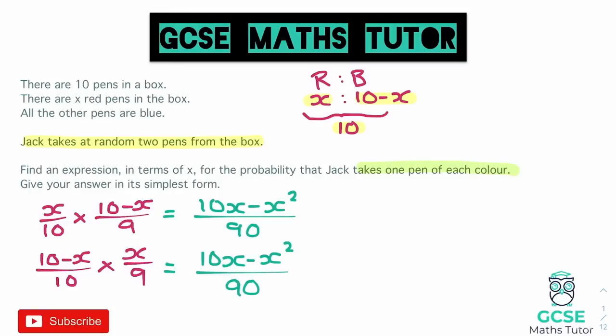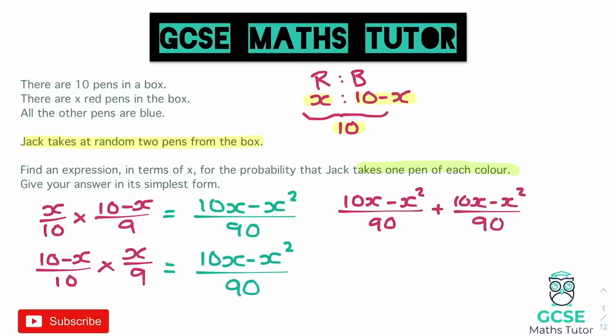Now let's have a look. We need to add these two together. Just like normal probability trees, we're going to have to combine these together. So let's just write that out as our actual working. So 10x minus x squared over 90. And we're going to add to that the same thing, 10x minus x squared over 90.